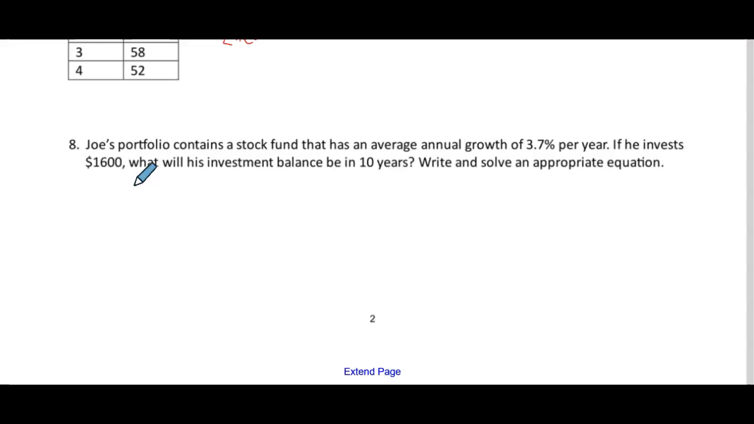If you invest $1,600, what will the investment balance be in 10 years? Okay, it's very much like the ones before. So I have an unknown final amount. I know that it started at $1,600. And it grew by 3.7%, so that's 1 plus 0.037, and then 10 years. Enter that all in your calculator, you get $2,395. All right, so that's pages 1 and 2.